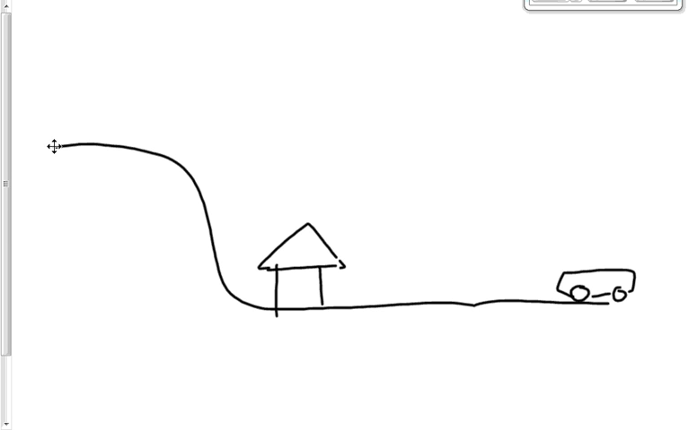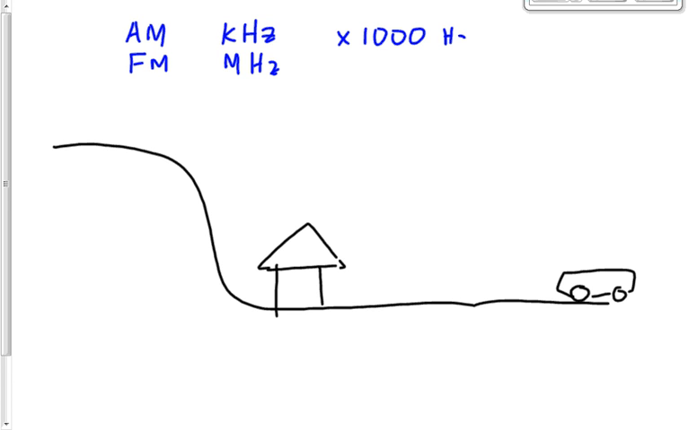Here's the radio waves. Here's the AM radio waves. AM, by the way, means amplitude modulation. AM radio waves are in the range of kilohertz. That's a big frequency, but it's a smaller frequency than FM radio waves, which are megahertz. These are thousands of hertz. These are millions of hertz. So FM is clearly a much bigger frequency than AM radio waves.